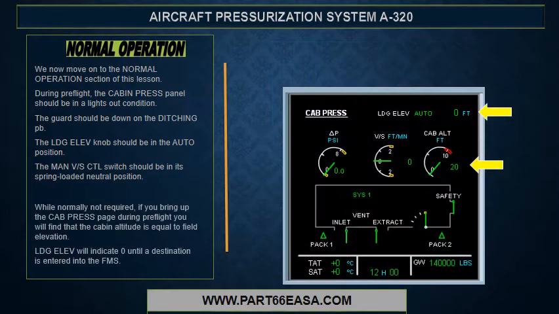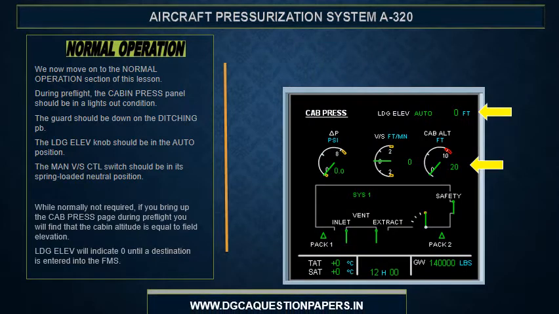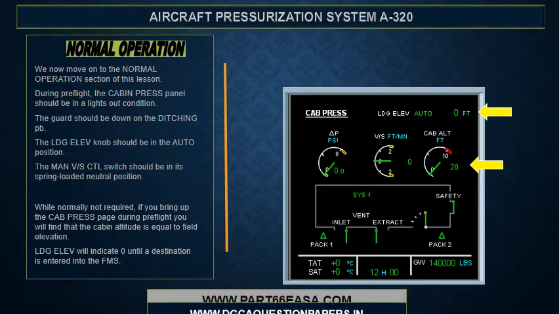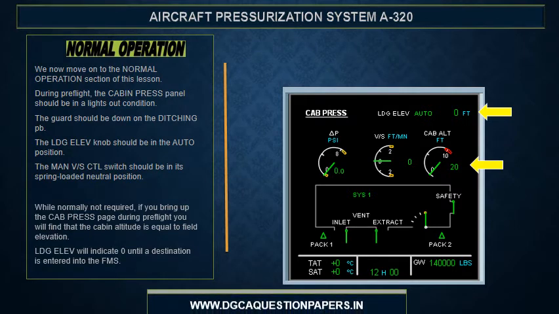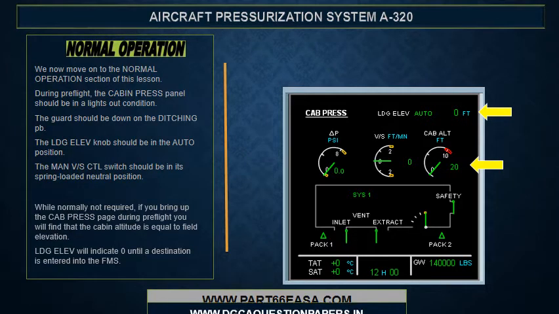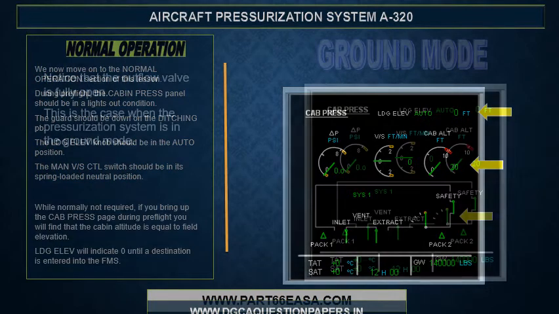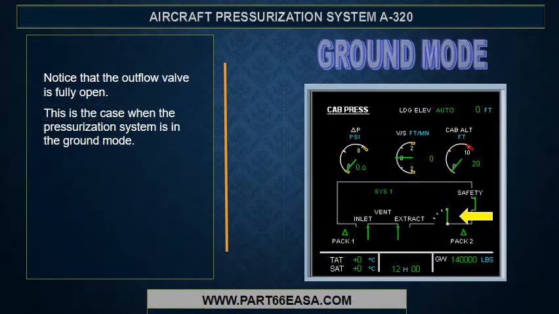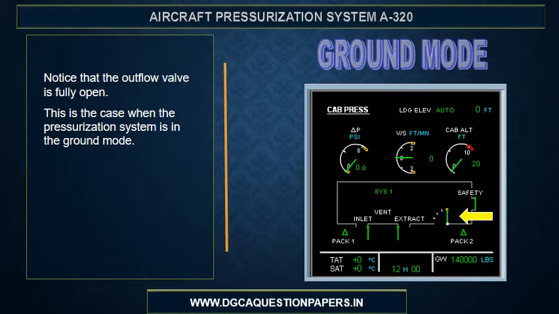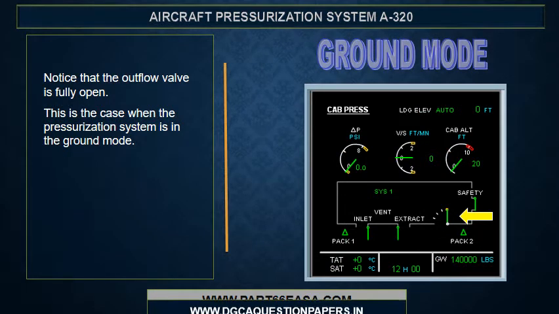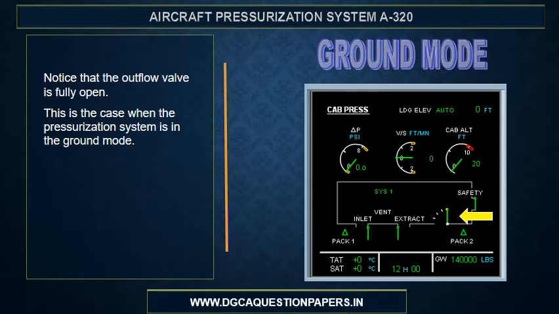While normally not required, if you bring up the cab press page during pre-flight, you will find that the cabin altitude is equal to field elevation. LDG ELEV will indicate 0 until a destination is entered into the FMS. Notice that the outflow valve is fully open. This is the case when the pressurization system is in the ground mode.